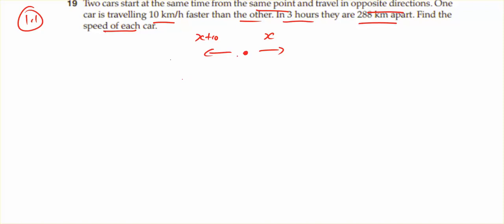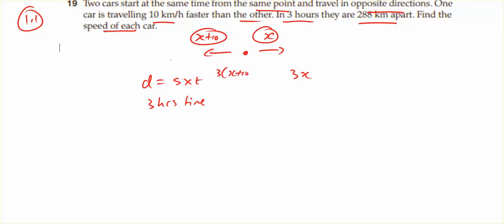Now, I know that distance equals speed times time. So in 3 hours time, I know that the distance of this car would be 3x. I know in 3 hours time that the distance of this car will be 3(x plus 10).